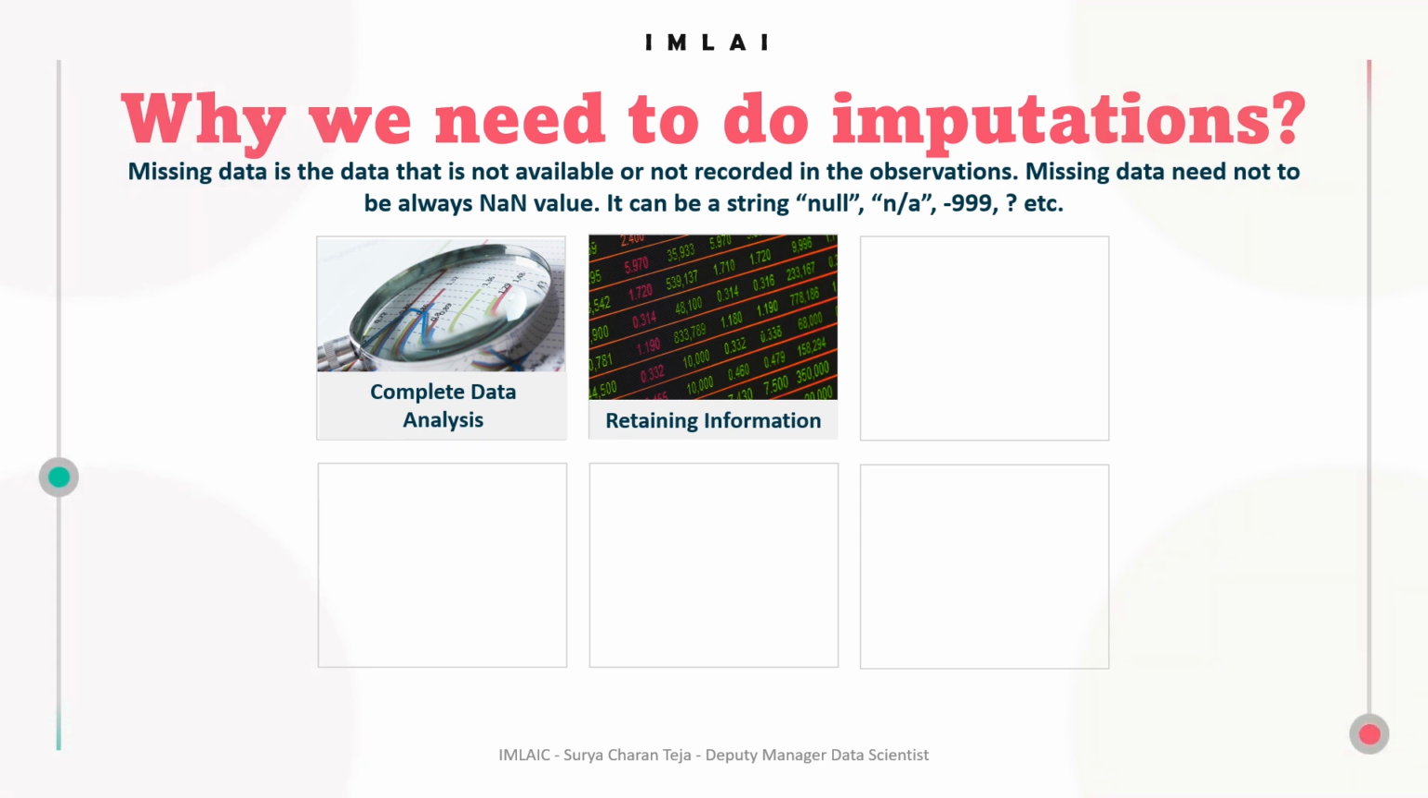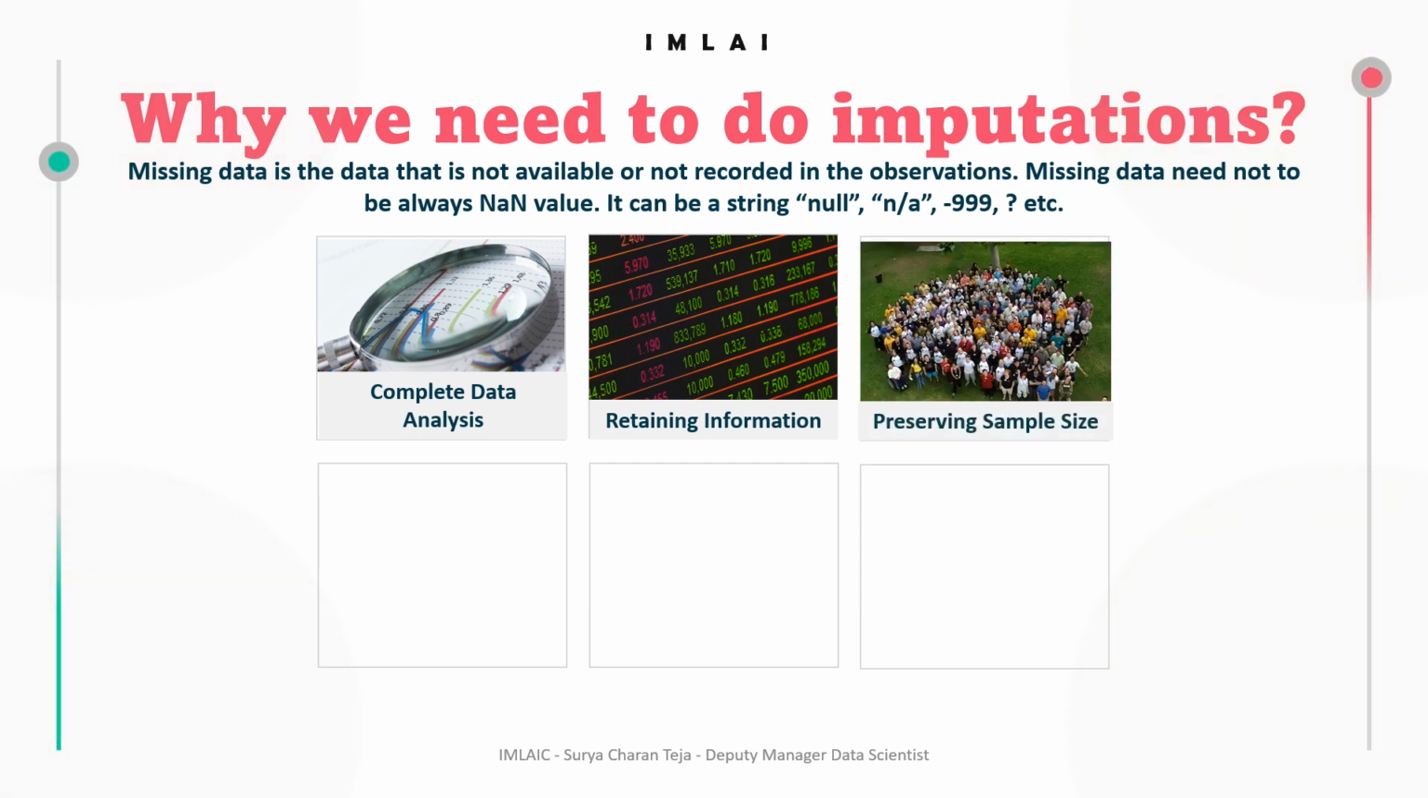Then we have the third one, that's preserving sample size. Missing values can reduce the sample size of a data set, which can result in loss of statistical power and reduced generalizability of results. So imputing missing values helps retain the original sample size, which can lead to more robust and reliable analysis.